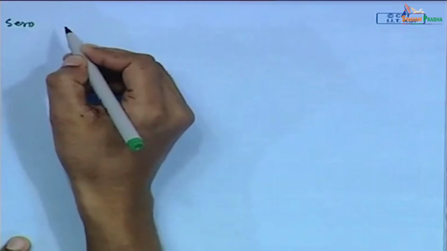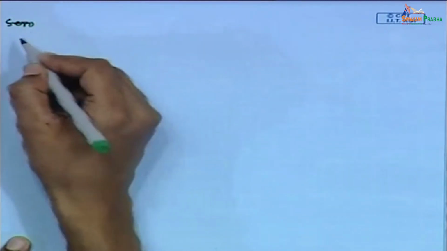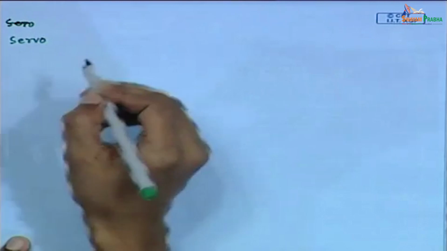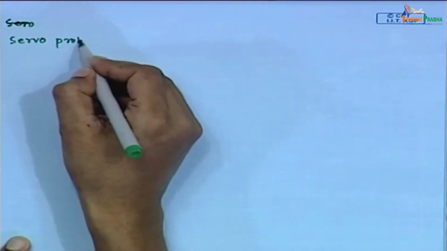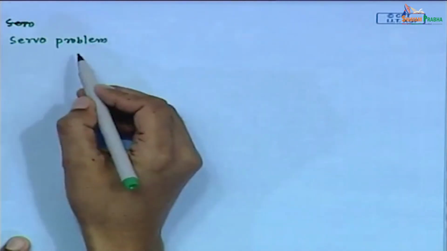Now, as I mentioned, the control performance is observed by conducting two tests. One is servo test, another one is regulatory test. So, in the next we will conduct these two tests for the first order process under P only control. So, first we will discuss the servo problem.